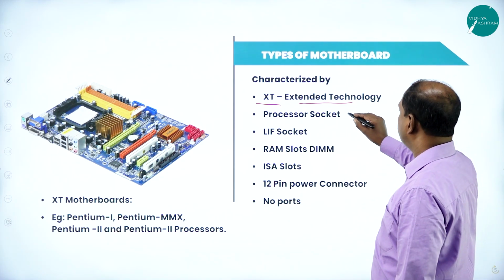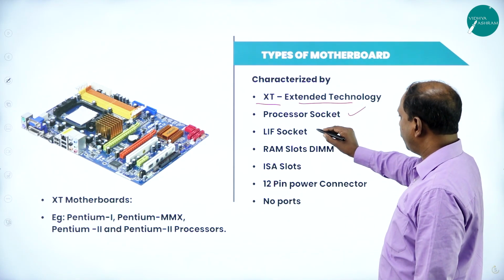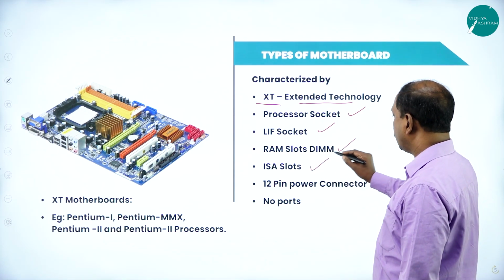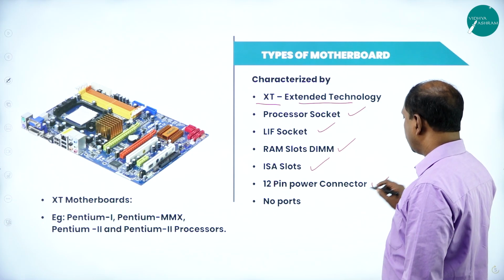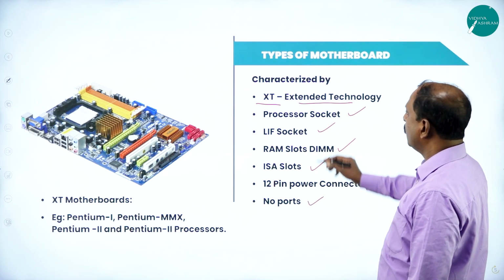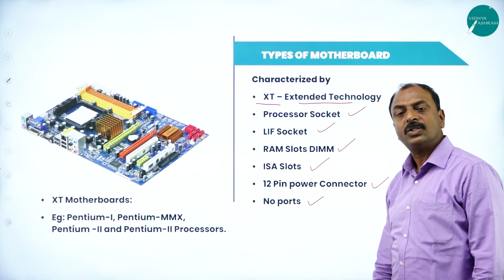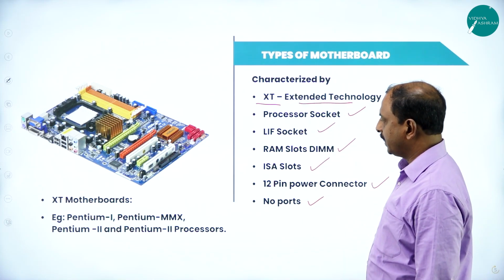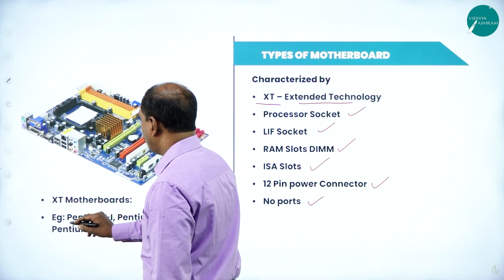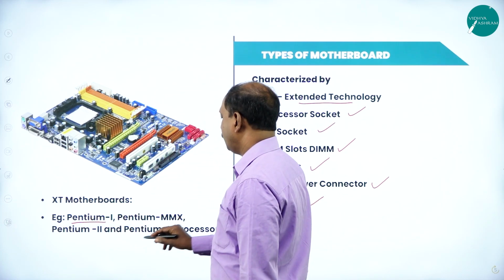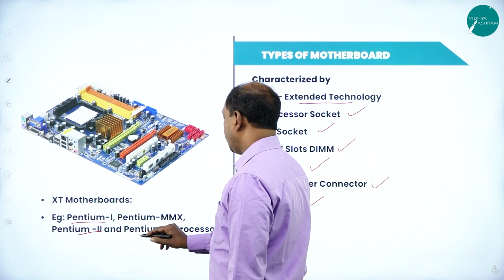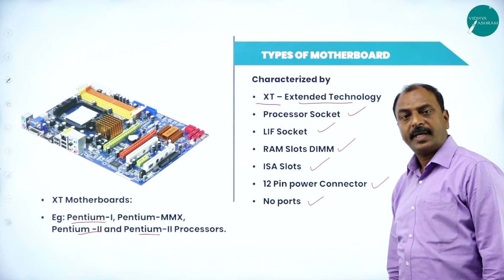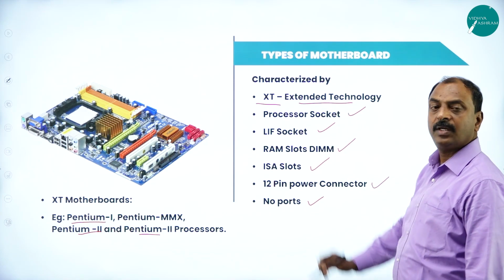This one is the processor socket and LIF socket, RAM slots, ISA slots, and 12-pin connector, and there was no port. These are the characteristics of one type of motherboard, that is the XT motherboard. Examples you can see are P1, or Pentium 1, and Pentium 2 processor. All these types of computers are examples of XT motherboard.